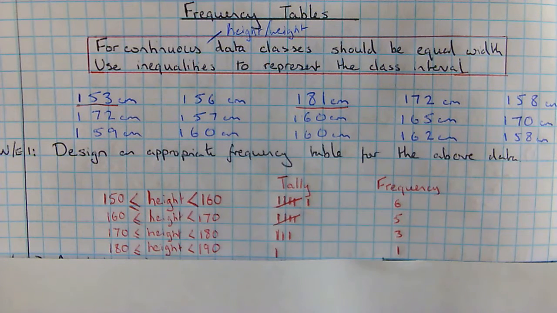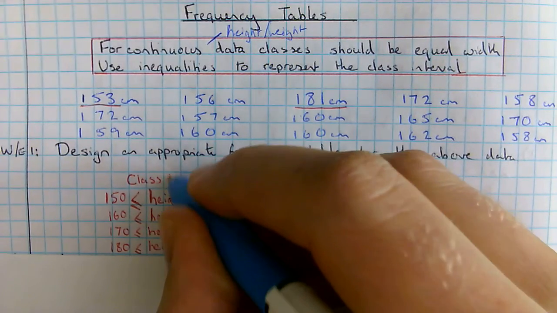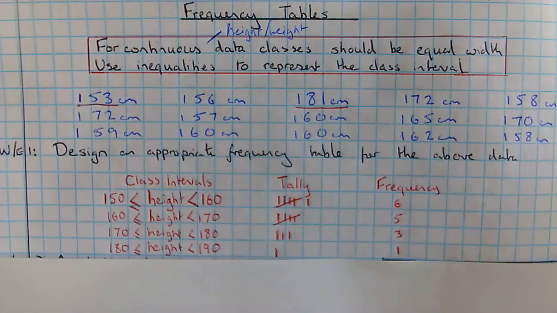I'm just going to finish that off by drawing it in my table and making sure I've got that properly labelled. So that's my class intervals, and I'm just going to draw a line now around that table.